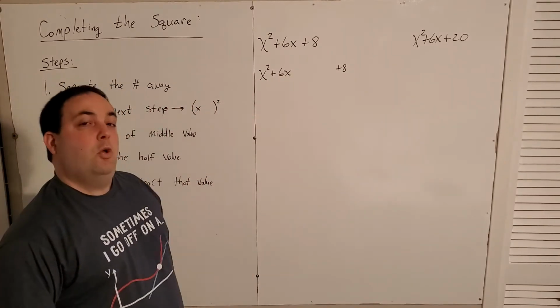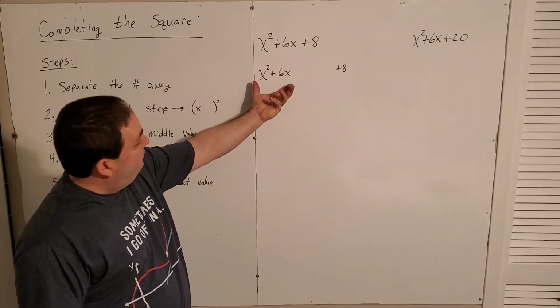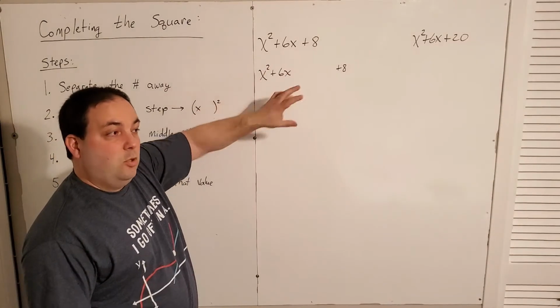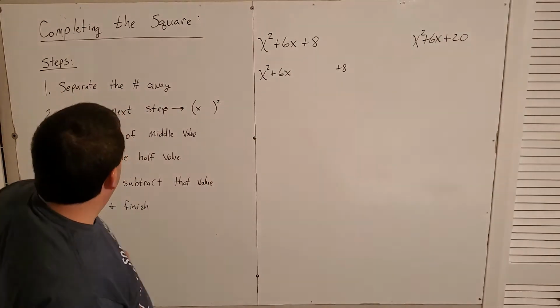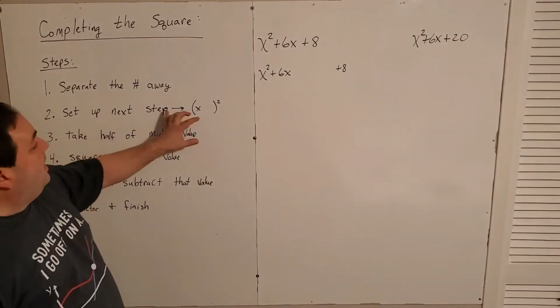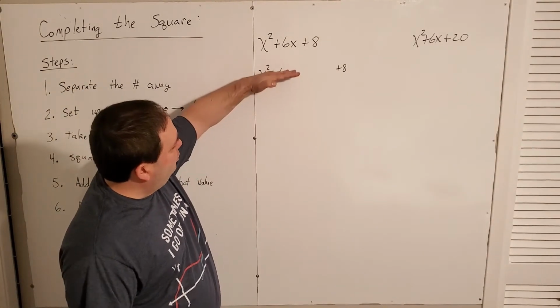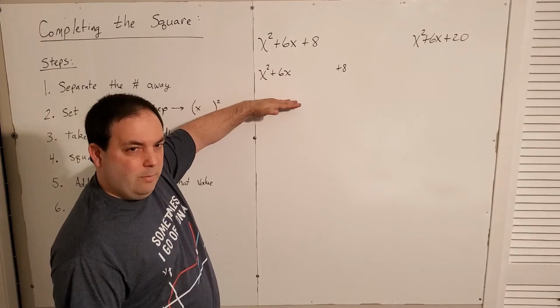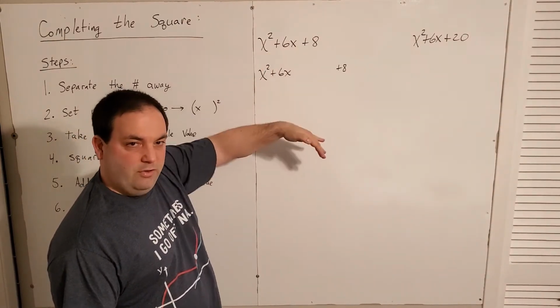The 8 is really along for the ride now. This is the main meat of what I'm going to be factoring here, and I just need to quote-unquote fix it to make it a perfect square. Okay? Step 2, set up the next step. I know we haven't completed this step, but you go ahead and set up the next step because these two are going to actually feed off of each other.